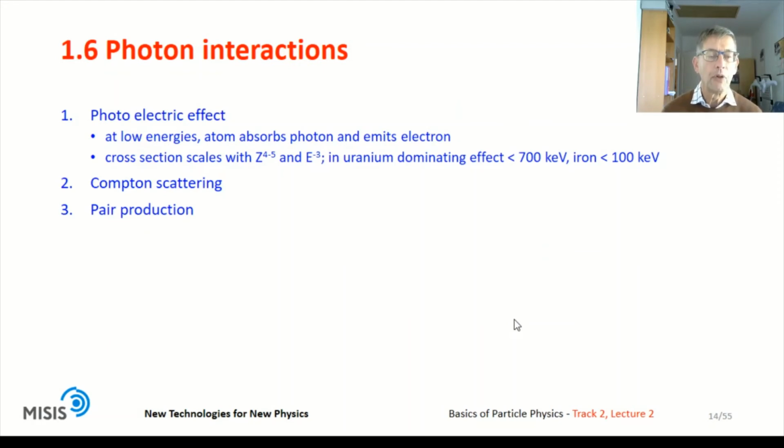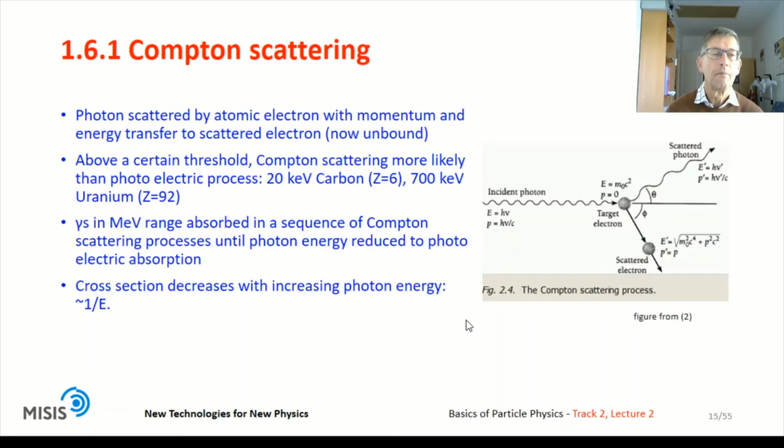Now we come to photon interactions. We have three types. The photoelectric effect, which is where in the low energy domain, an atom will absorb a photon and emits an electron. This was described by Einstein in 1905. The cross-section is very much Z-dependent, and it is proportional to E to the minus 3. So in uranium it's important to much higher energies than in iron. And then we have Compton scattering and pair production.